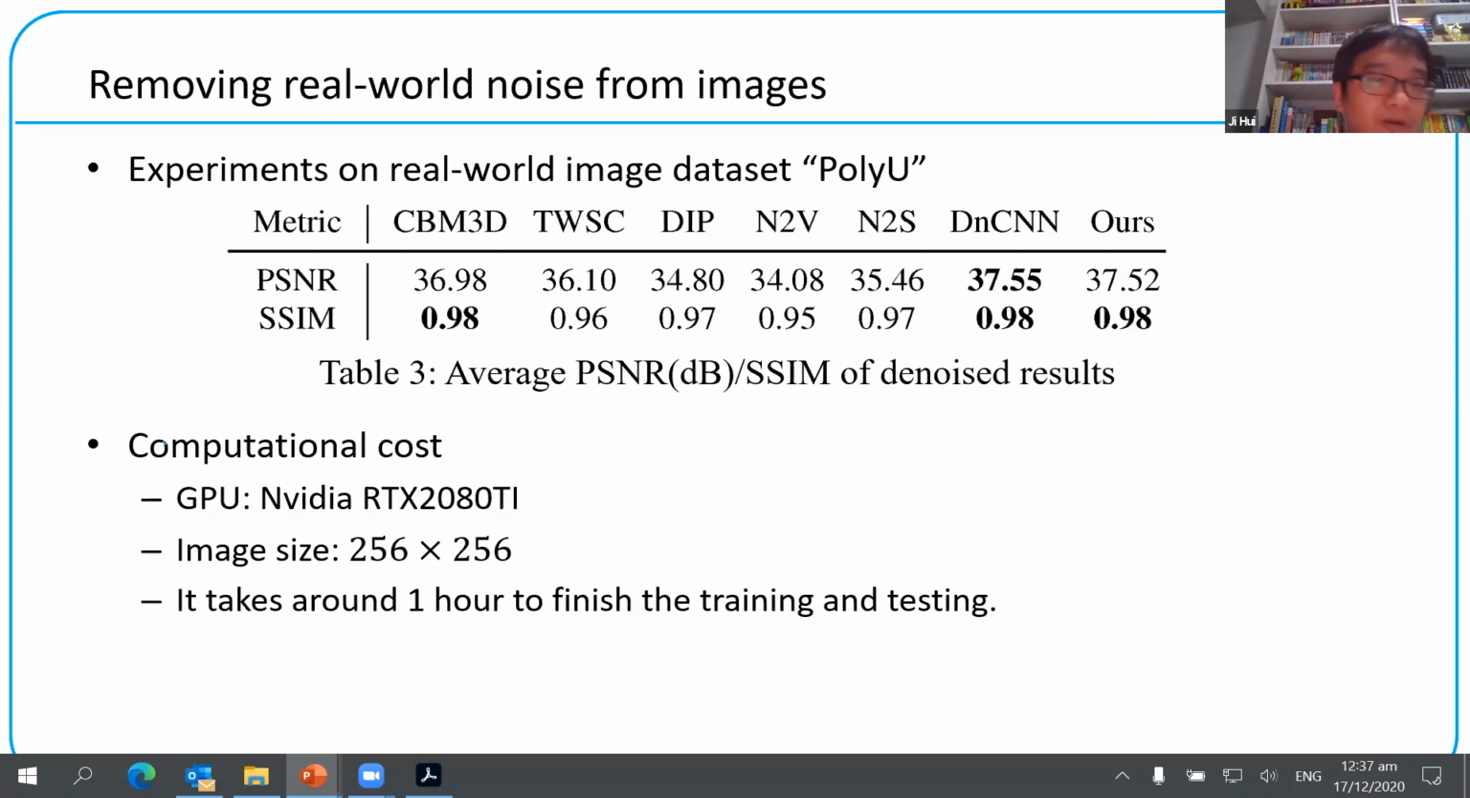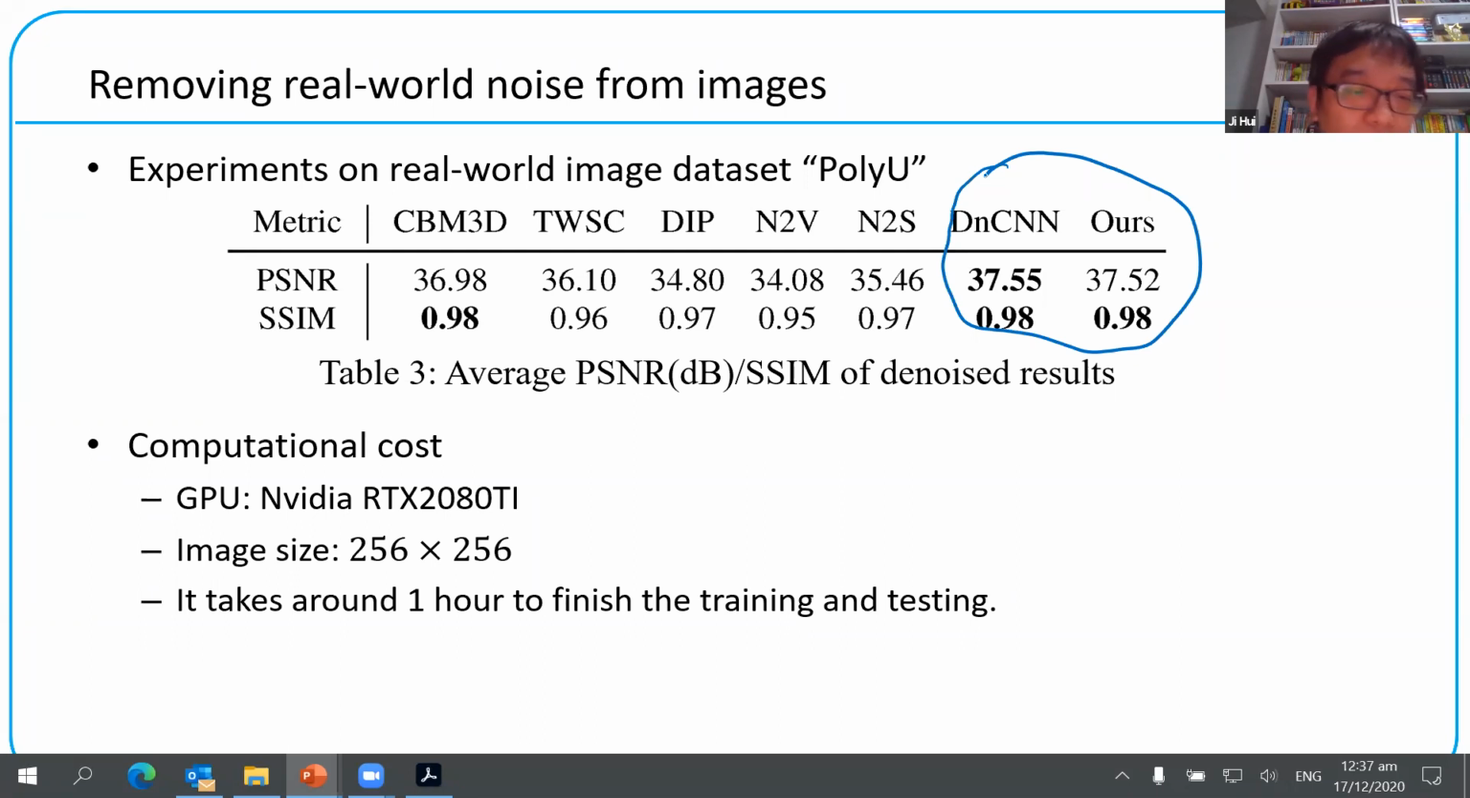So this is the result on the real world image denoising. Actually, we can see our performance is comparable to the supervised method. This is, I think, considered very promising. We don't use any training samples, and we can achieve a similar performance.